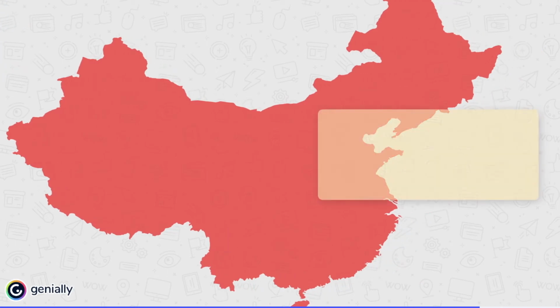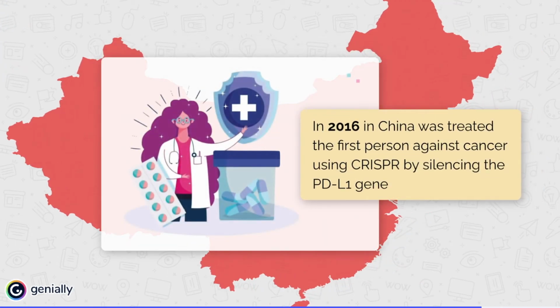In medicine, for example, in 2016 in China the first person was treated against cancer using CRISPR by silencing the PD-L1 gene, which is involved in the immune response against cancer.